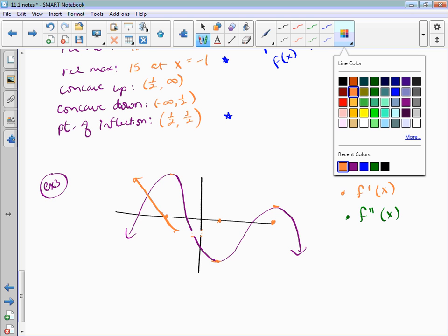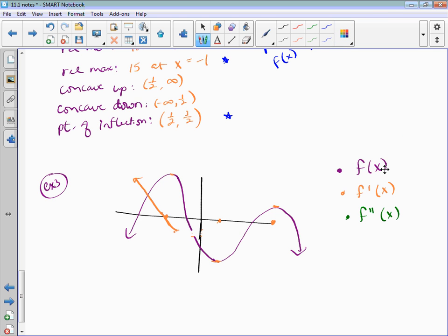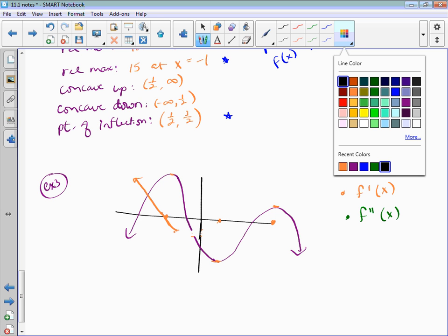Will you ever ask us to do the y-axis for a question like this? I mean, I could, but with this, no, because you don't actually have the equation. What's going to matter is the concavity and stuff like that.